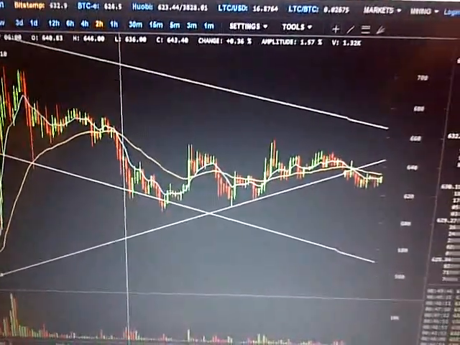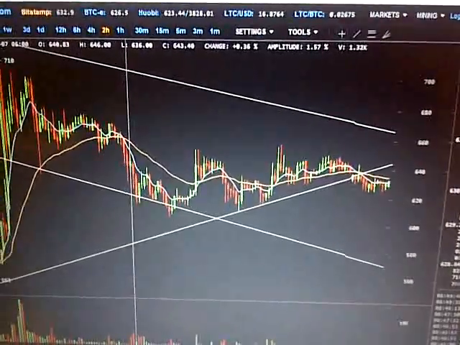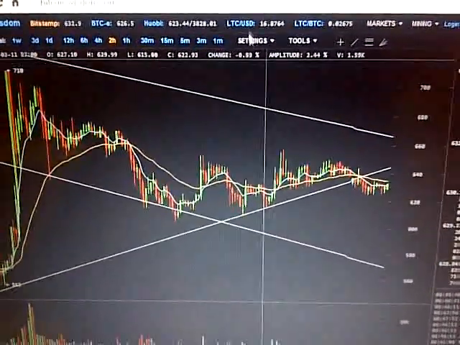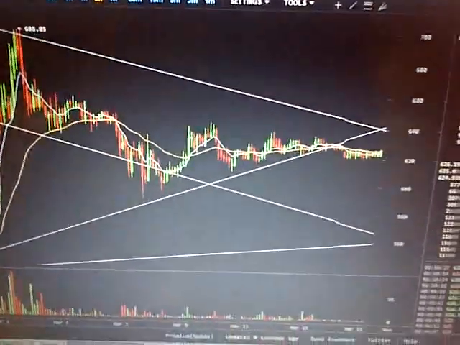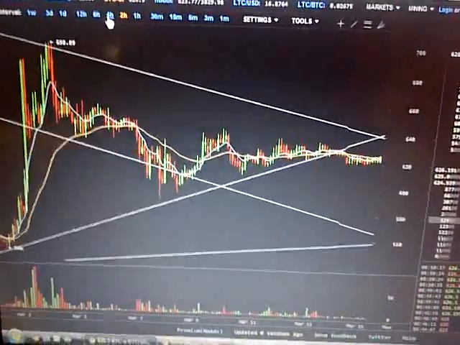If it goes down, I'm going to buy more. If it goes up, I'm going to sell, or something like that. Or you're going to hold, or whatever you want to do. So that's Bitstamp, and here's BitC, and then this is also 2-hour. Let's see what it looks like in a 4-hour.